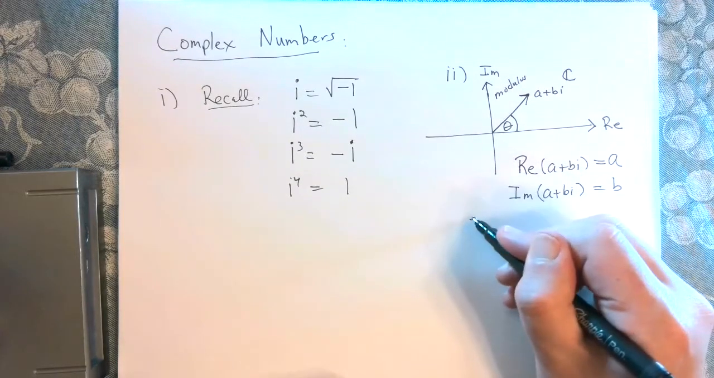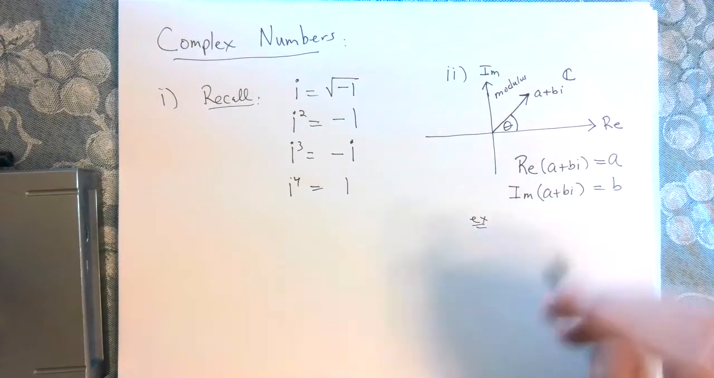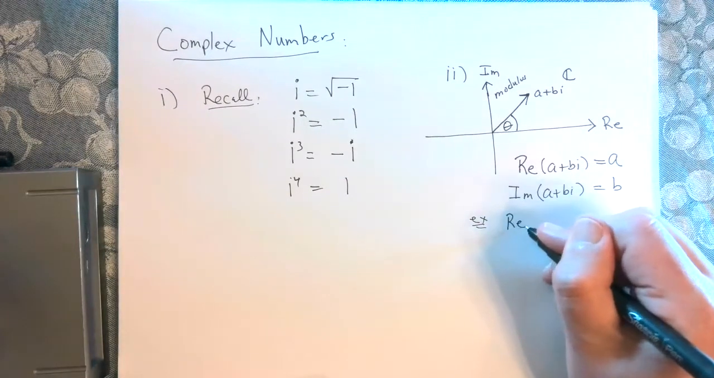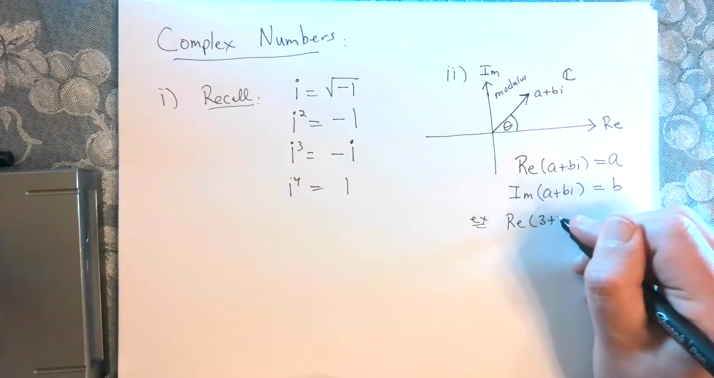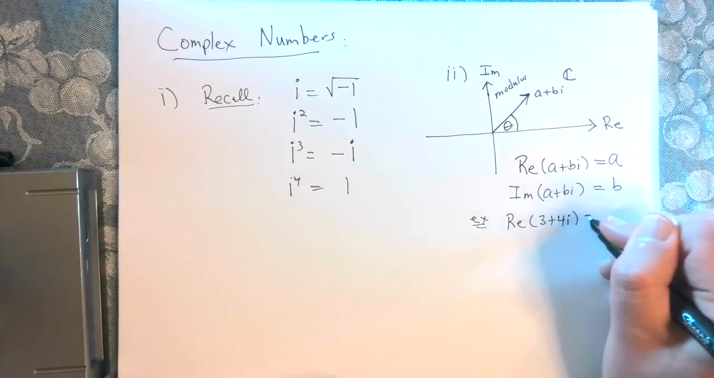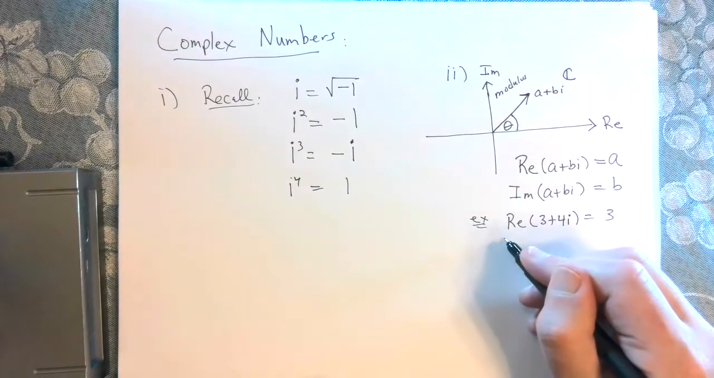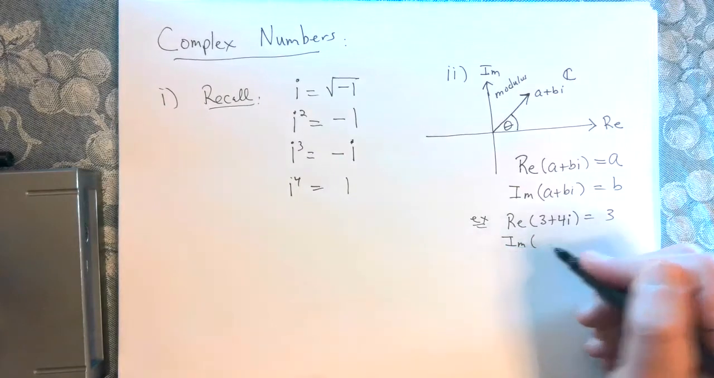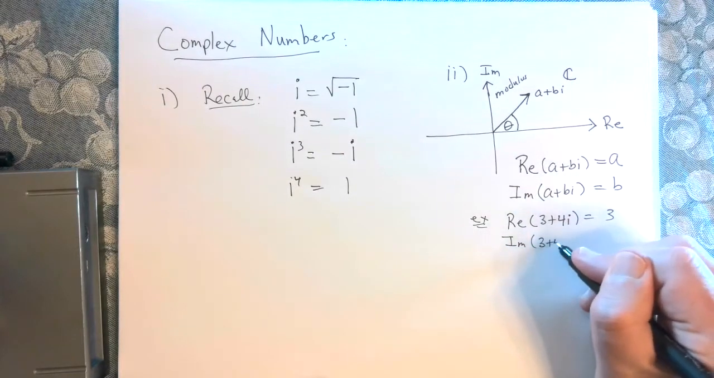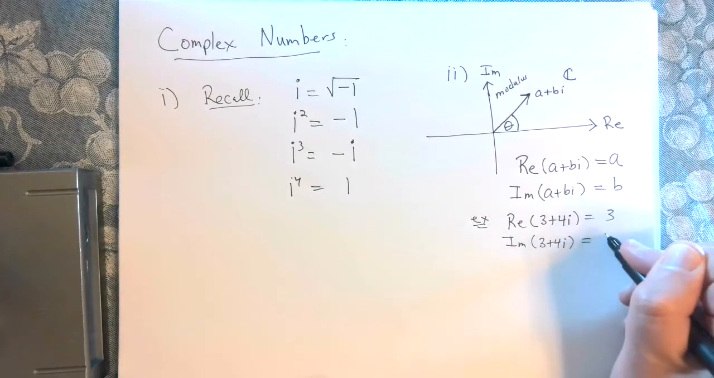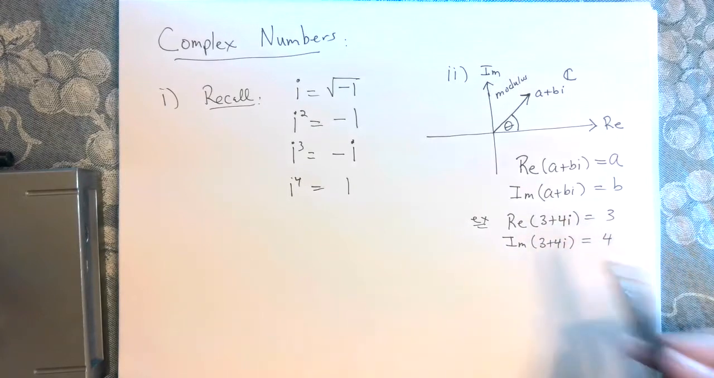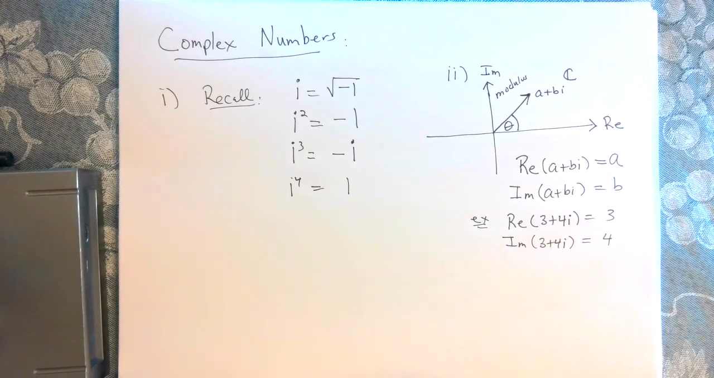And so just for a quick example, if I asked you, what's the real part of 3 plus 4i? Of course, you would say 3. And then if I asked what's the imaginary part of 3 plus 4i, you would say 4. Note that we don't say 4i. The imaginary part is strictly 4. Again, it's like saying what's the y value.